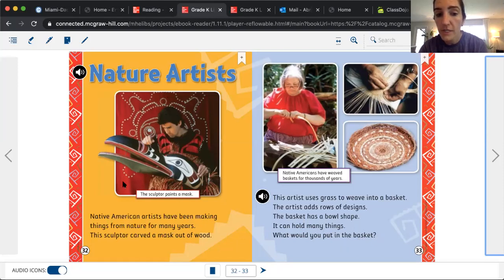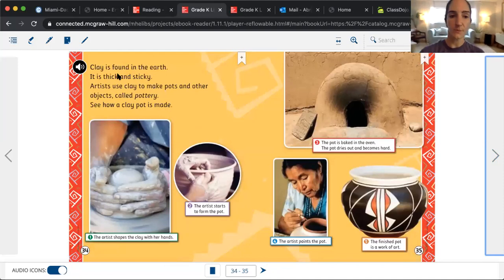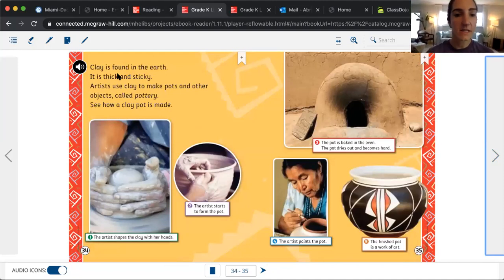Okay, let's look. What are these called when there's writing under a picture? It's called a caption. If you said caption, you're right. The sculptor paints a mask. Native Americans have weaved baskets for thousands of years. Let's go to the next page. Clay is found in the earth. It is thick and sticky.